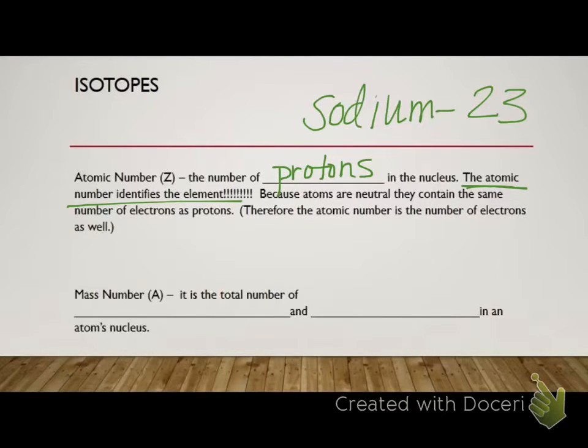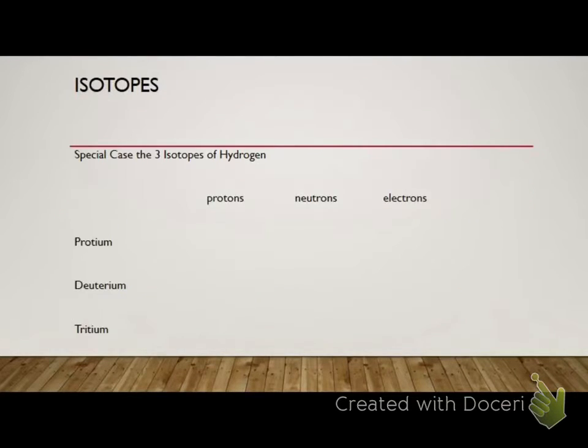Because atoms are neutral, they contain the same number of electrons as they do protons. But we don't always deal with neutral atoms, okay? So you have to remember that. The mass number is your protons plus your neutrons. So if we have our mass number, we can identify how many protons, electrons, and neutrons are available to us in that particular isotope, okay?